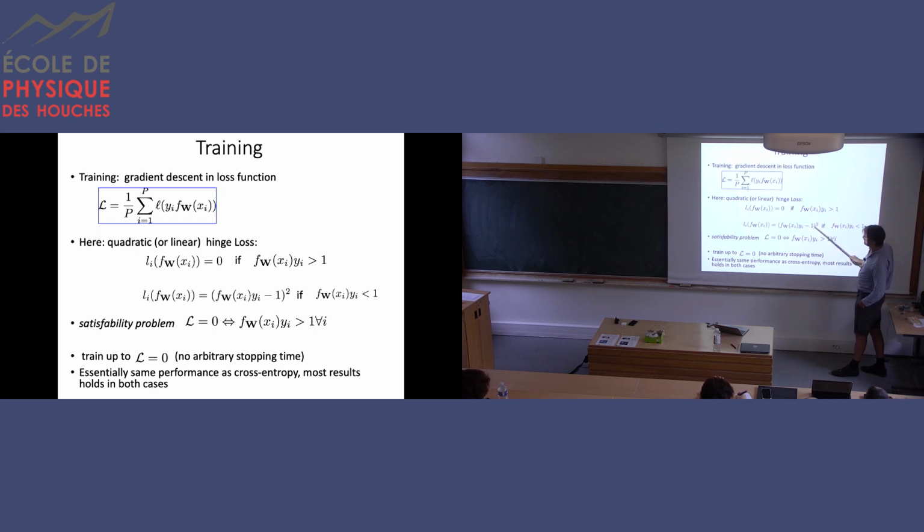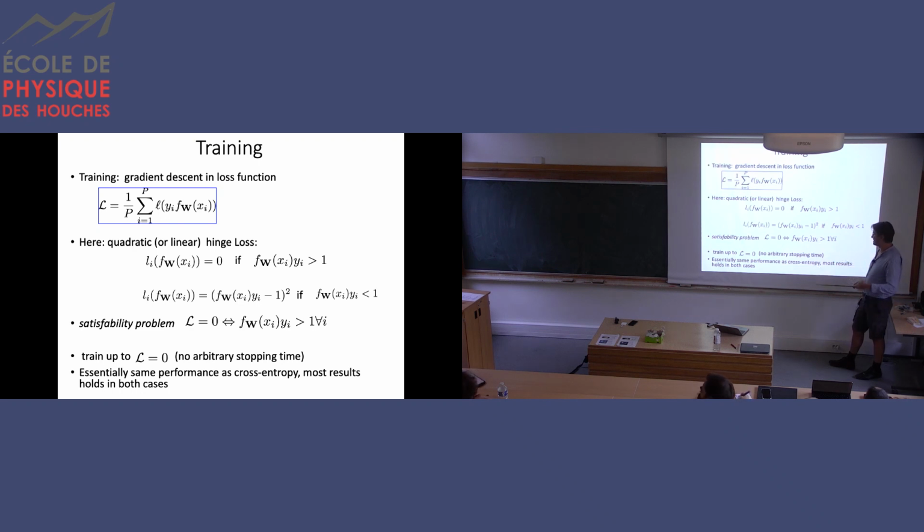So essentially you have a margin. If this product f times y is larger than 1, this is 0. This quantity really goes to 0. If it's not 1, then it can grow quadratically or linearly. Okay. So if you look at state-of-the-art networks and you choose one loss or the other, we find very similar performance. But why we like this are two reasons.